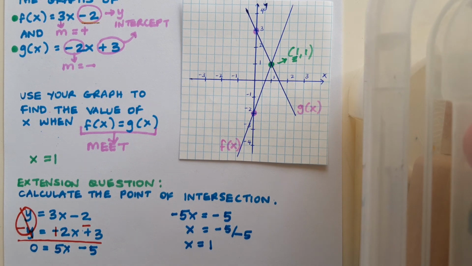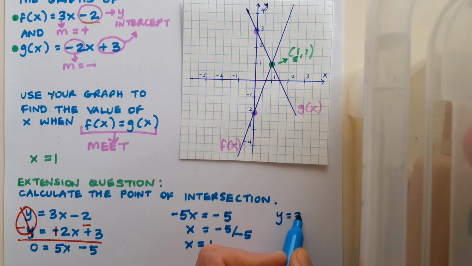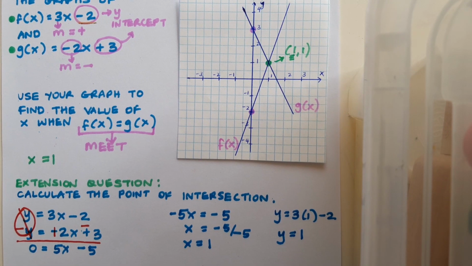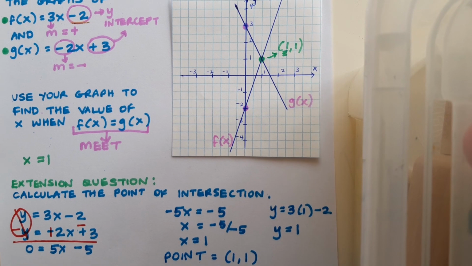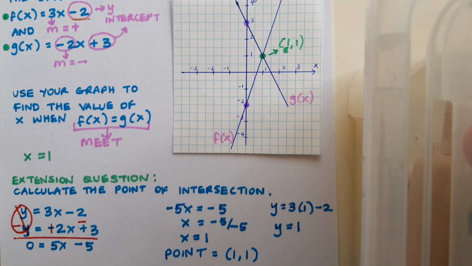How could I get the y part of the point? Because I'm being asked for the full point of intersection in this case. Well, I can simply take the x and substitute it into either of the original lines. I'm going to put it into the first one. So I can work out that y equals 3 times 1 minus 2, so y is 1. Finally, I put the x and the y together to make the point of intersection. And this point is the point (1, 1), just as we identified from our graph earlier.